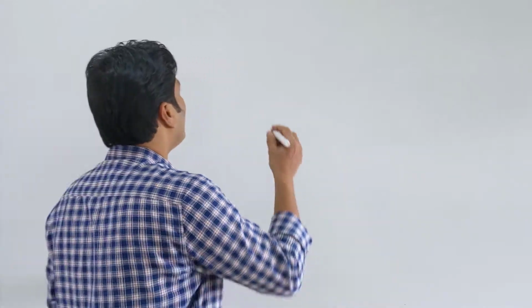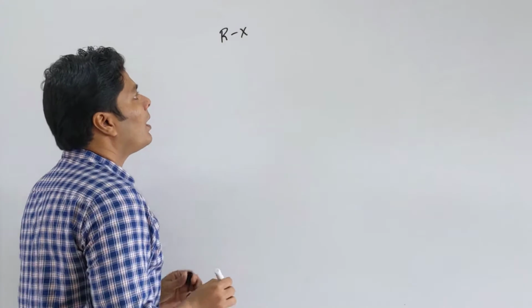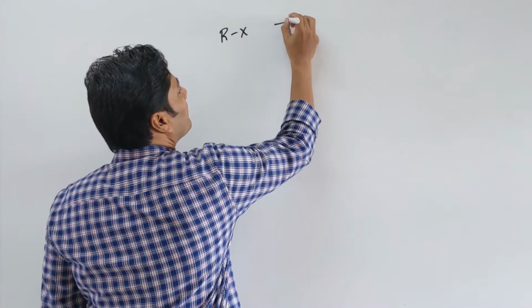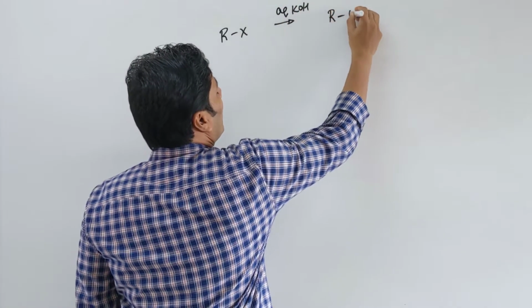We will look into the various ways of synthesizing alcohols and phenols in this lecture. The first way to synthesize an alcohol is basically nucleophilic substitution reaction of an alkyl halide. So, when you take an alkyl halide, we can just write it as RX. Now, when I put aqueous KOH, you get the corresponding ROH.